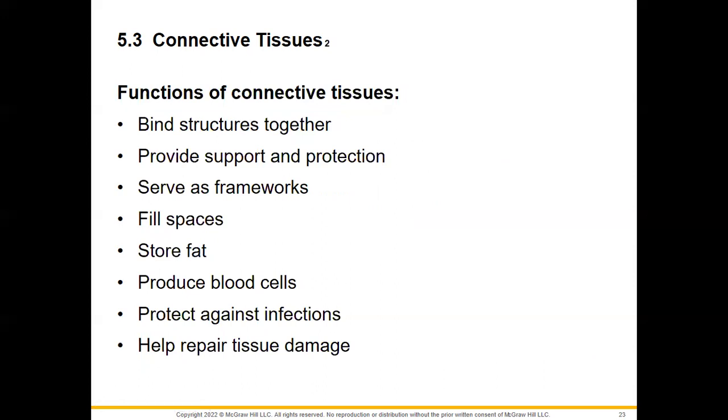Functions of connective tissues: they bind structures together, they hold things together. They provide support and protection. Again, it does provide protection, but not in the same way as epithelial tissue. It serves as a framework for the body. So in different areas, it will hold things together and help them keep their shape.